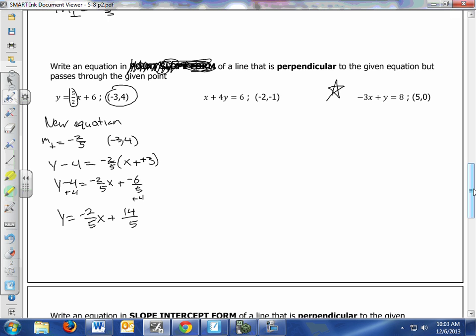This will be a parallel line. Good. Make sure you're changing the sign of that slope, not just flipping it. Good start here, but you need this point and this slope. So you need the helper equation. Y minus y1 equals m times x minus x1.